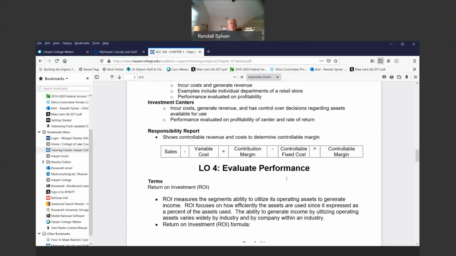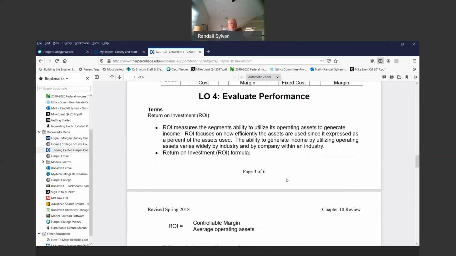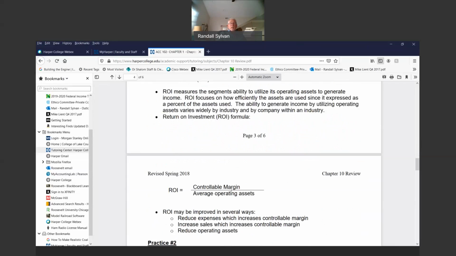Okay, then we need to evaluate what we've got. So the return on investment is going to be the controllable margin, which we calculated above, divided by the average operating assets. And so that's taking assets at the beginning of a period, assets at the end of a period, and dividing by 2. Okay, so watch what can happen to whether you increase the numerator, which is controllable margin, or whether you increase or decrease the average operating assets.